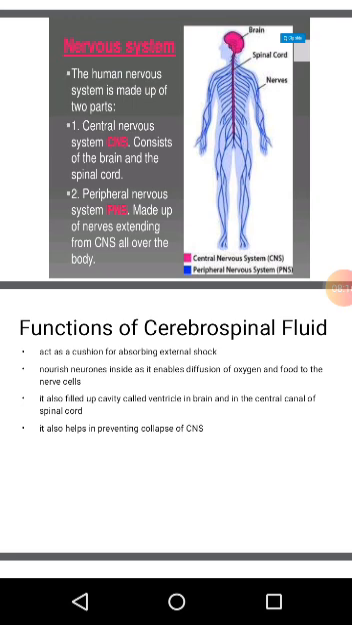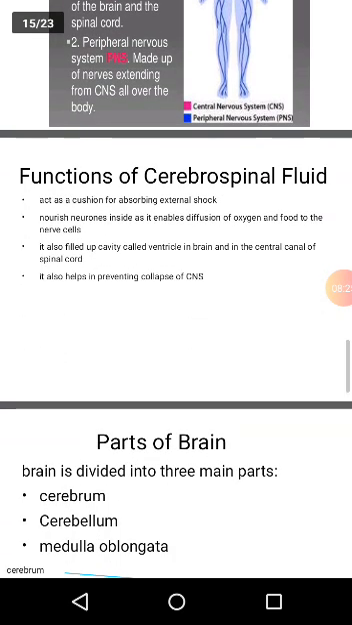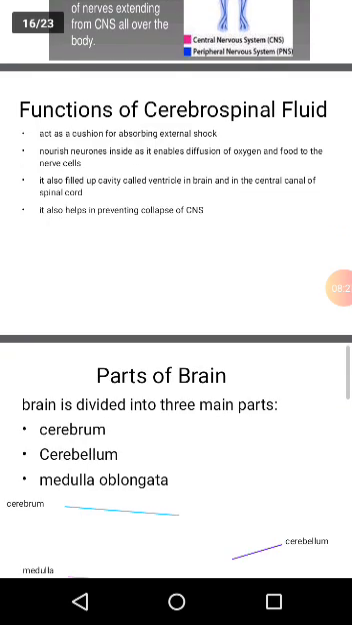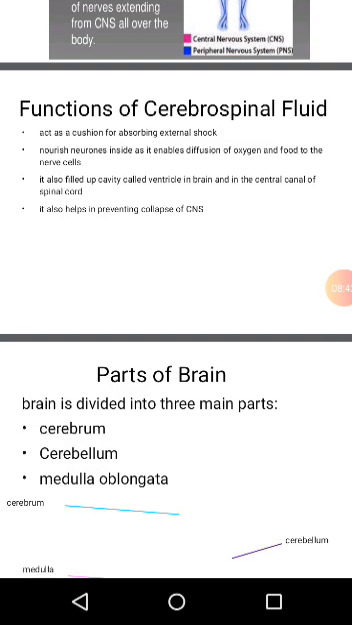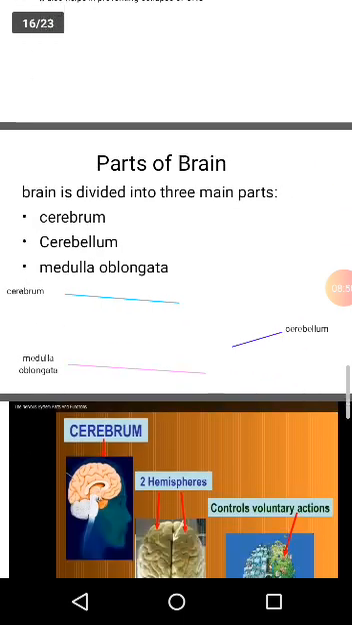Here it is indicated through this diagram, the spinal cord, brain and nerves, which show you the central nervous system and peripheral nervous system. Now, what is the purpose of cerebrospinal fluid? It acts as a cushion for absorbing external shock and protecting the brain. It nourishes the neurons, providing them oxygen and food, and it also fills the cavity called the ventricle in the brain and the central canal of the spinal cord. It also helps in preventing the collapse of the central nervous system.